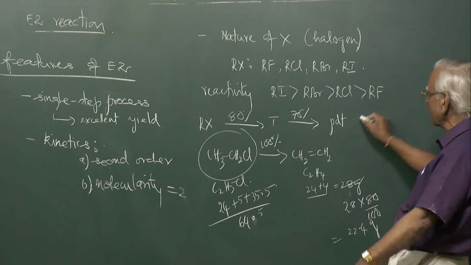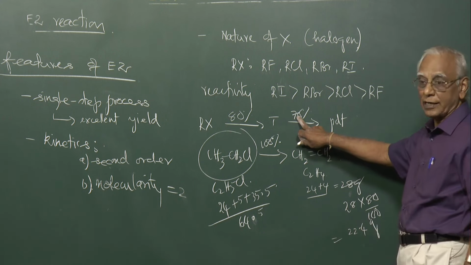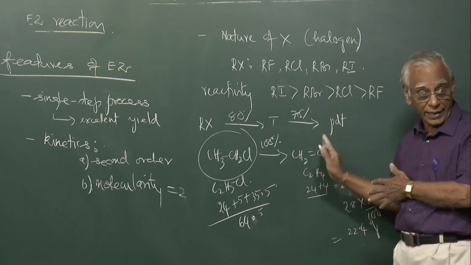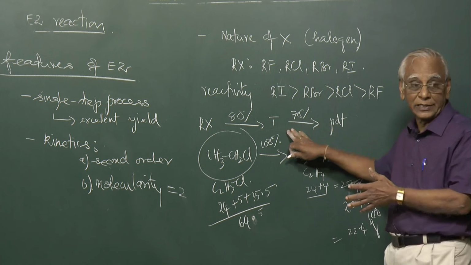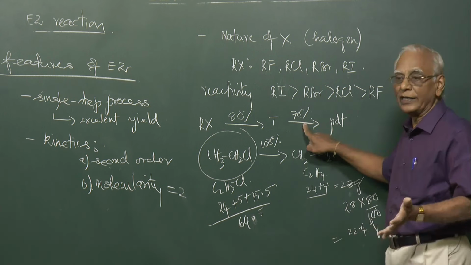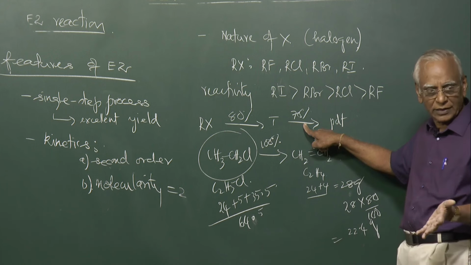Again, this is going to be converted to the product. Had it been 100% yield, theoretical, it should be the same, but it is going to be 70%. So what should you calculate? This multiplied by 0.7, because it is 70%.